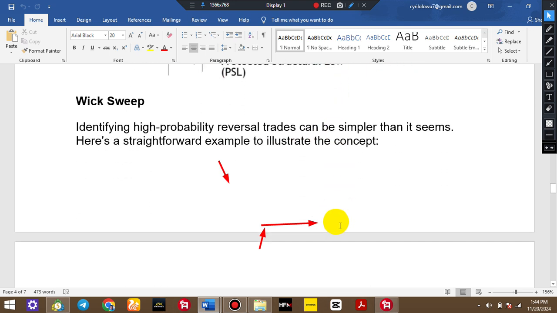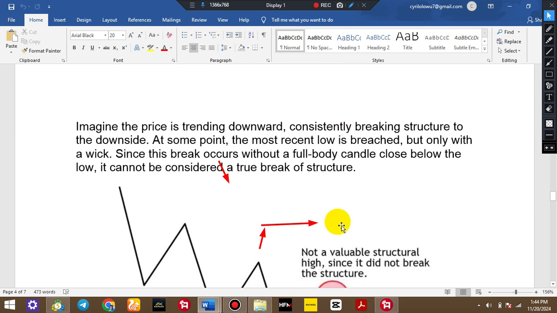Identifying high probability reversal trades can be simpler than it seems. Here is a straightforward example to illustrate the concept. Imagine the price is trending downward, constantly breaking structures to the downside. At some point, the most recent low is breached only with a wick. Since this break occurs without a full body candle close below it, it cannot be considered a true break of structure.